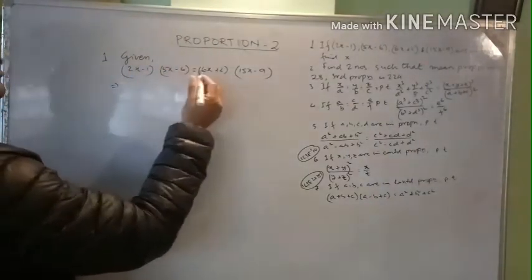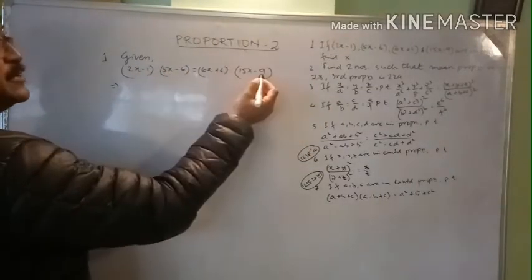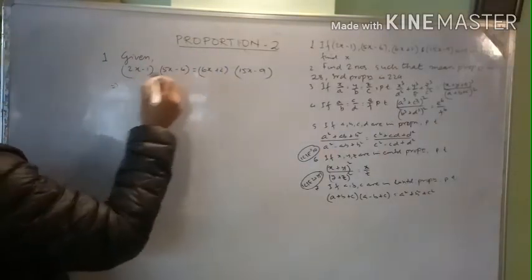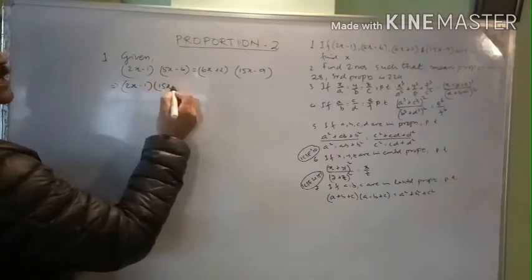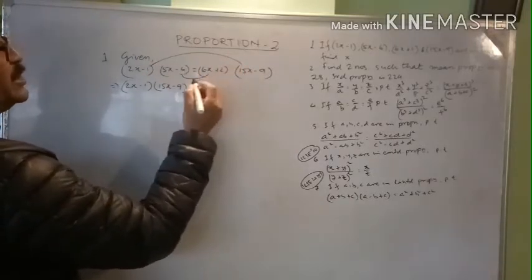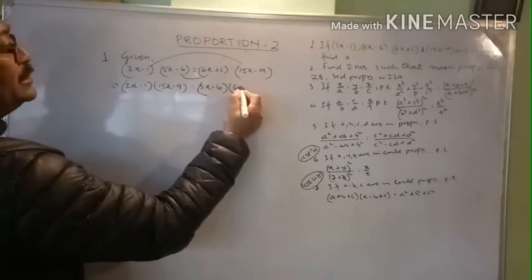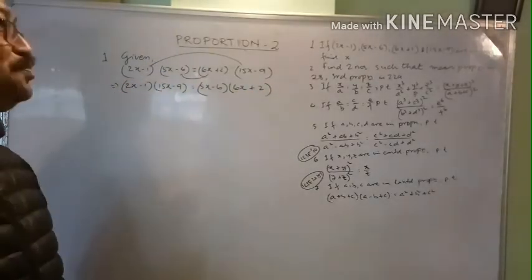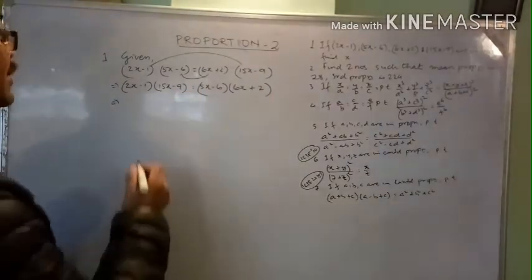So you know by the property of proportion, the product of extreme terms is equal to the product of the middle terms, or you can write in a fraction and cross multiply also. So 2x minus 1 into 15x minus 9, product of extremes, equal to product of the middle terms, 5x minus 6 into 6x plus 2. So this is what we get using the product rule. Now remember, you have to find the value of x, so we'll simplify.